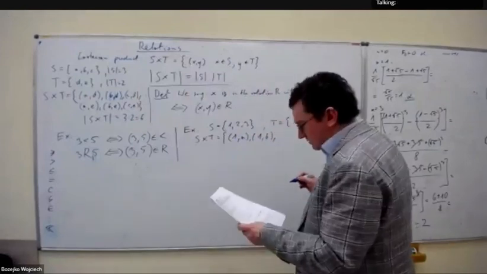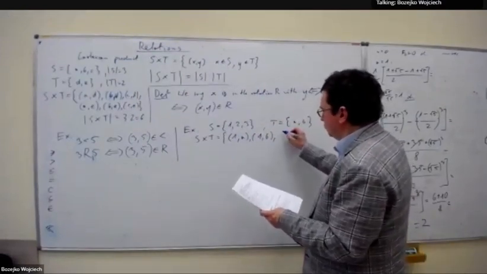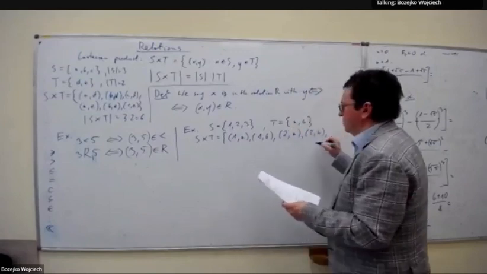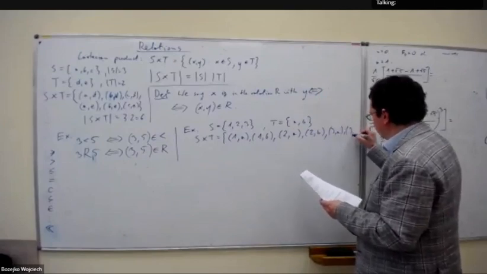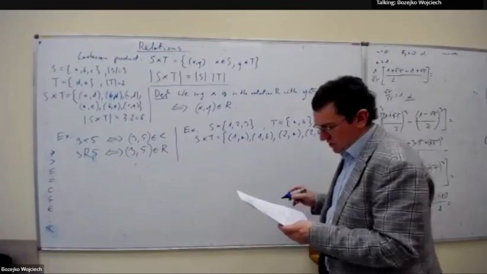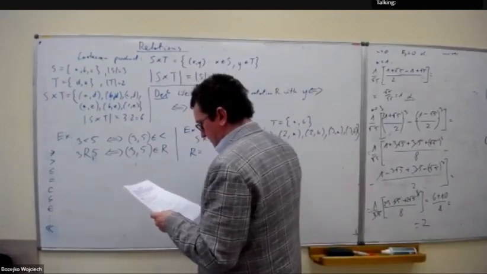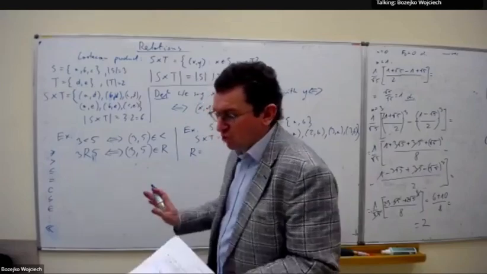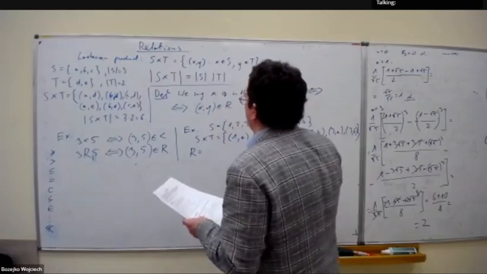So we have S times T. 1 at the beginning, yes. Now 2 at the beginning, 2A, 2B. 3 at the beginning, 3A, 3B. That's all. And now the relation. Let it be something like this. This shouldn't be the whole set, of course. This is just a subset of this.